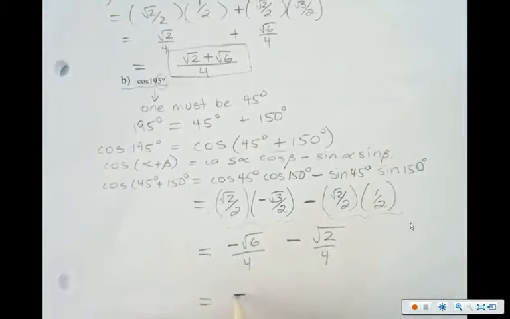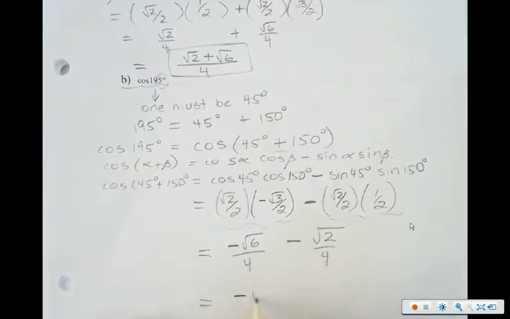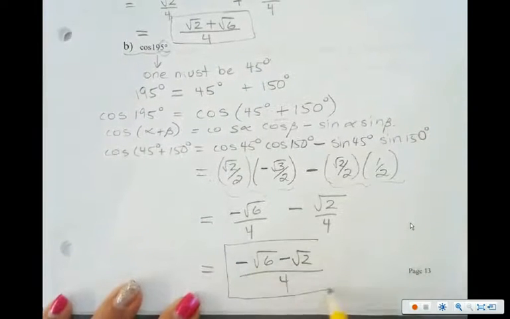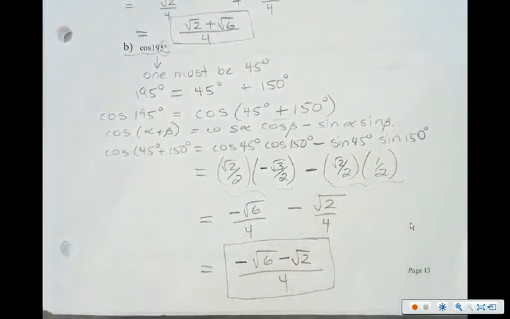And what is my answer? Negative root 6 minus root 2 over 4. So break it up into two angles that are easy to work with, and then substitute it, evaluate it, and simplify.